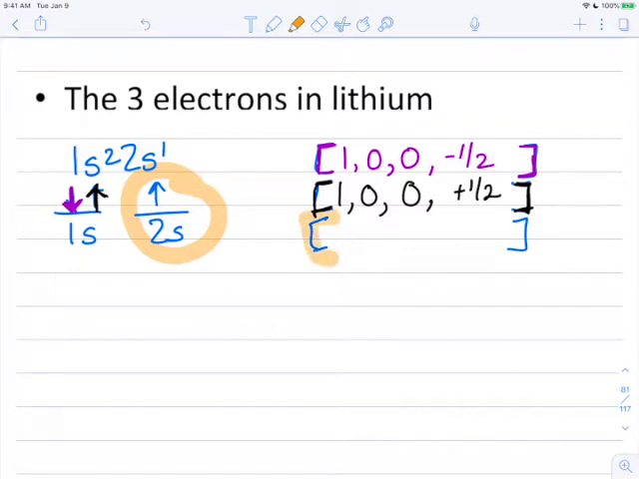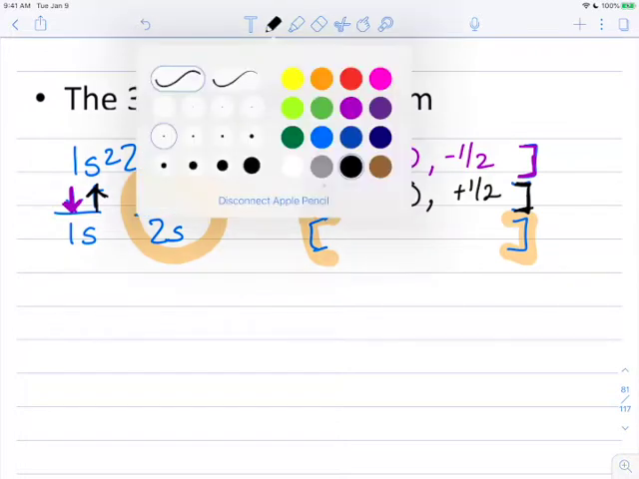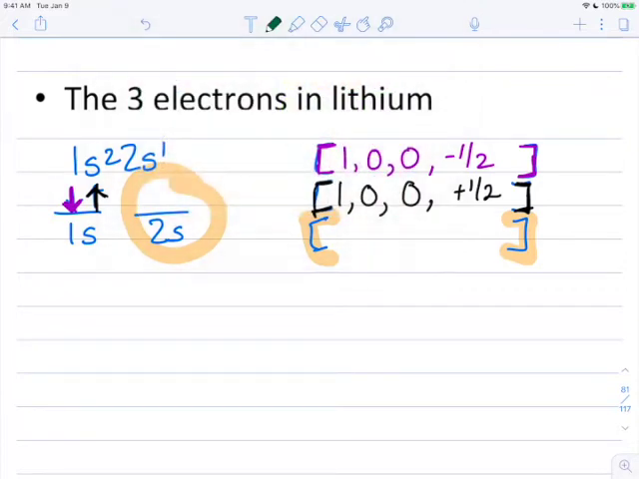So you're going to put it right here. So try to do the 4 quantum numbers for that 2s electron. By the way, if you don't like it going up, feel free to make it go down and then do the corresponding quantum numbers. Let's see if we can do this.